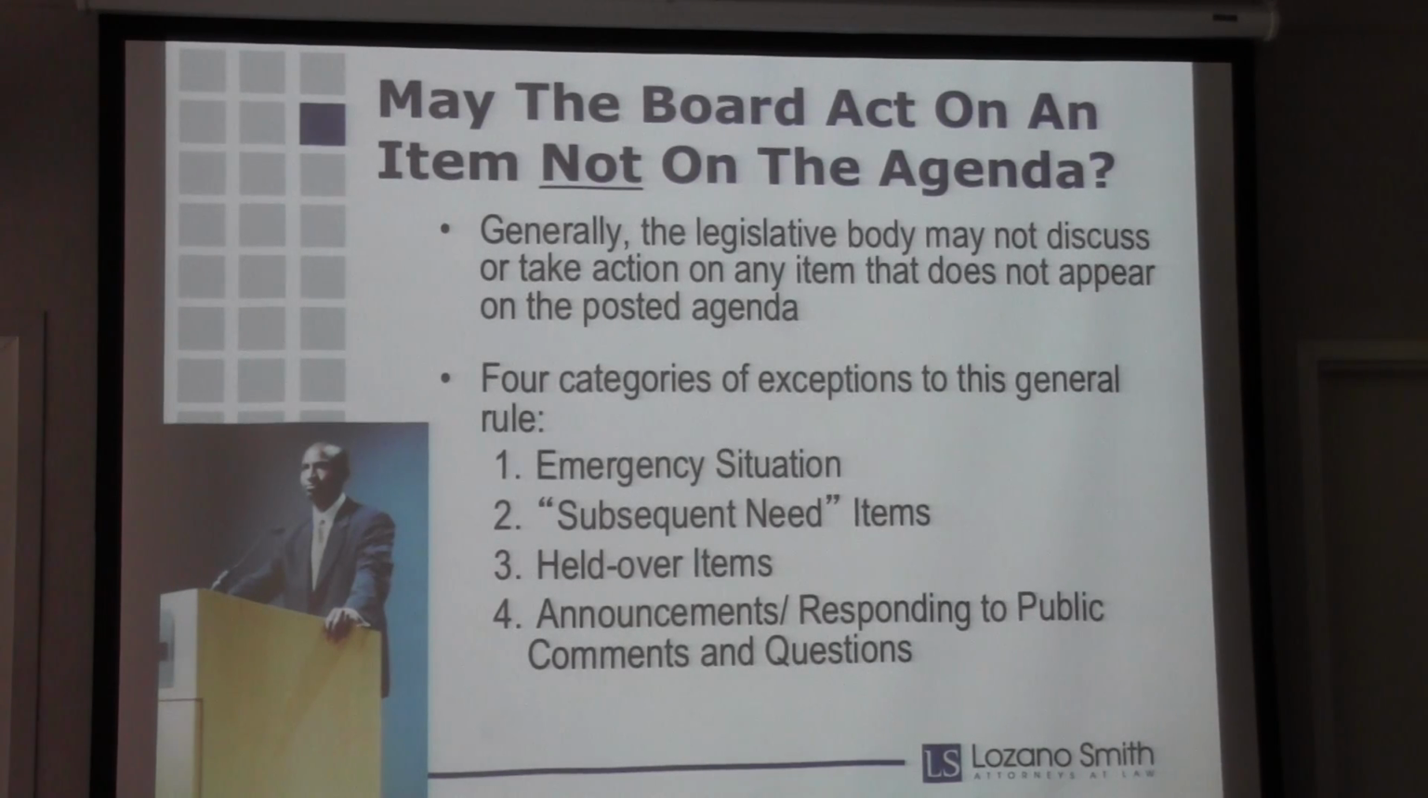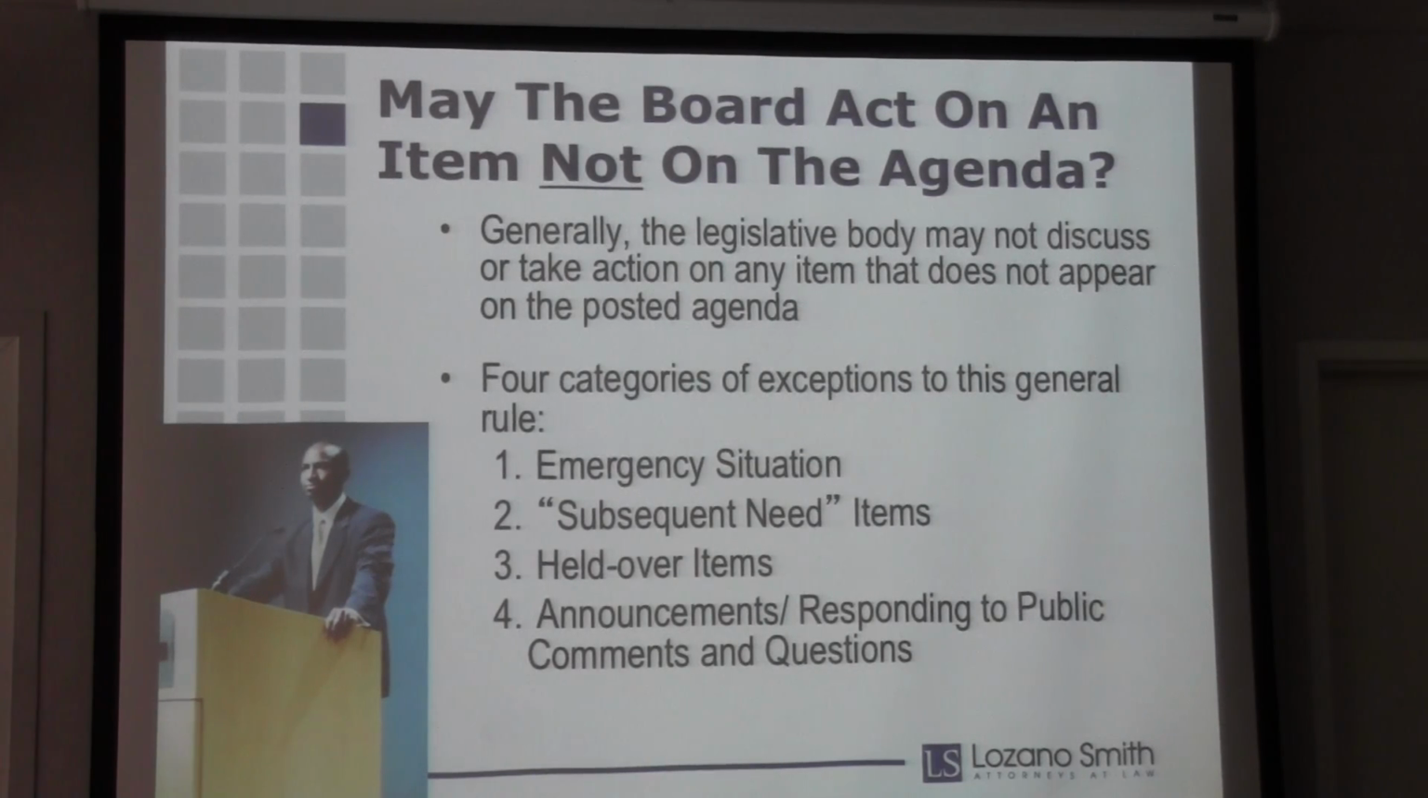So can the board act on items that are not on the agenda? What if something comes to your attention, the agenda is already posted, and this item's not there, right? Again, the emergency situation does exist. You need to have a pretty good emergency. Subsequent need items, this is the one that probably comes up the most, and I'm going to talk about that on the next slide.